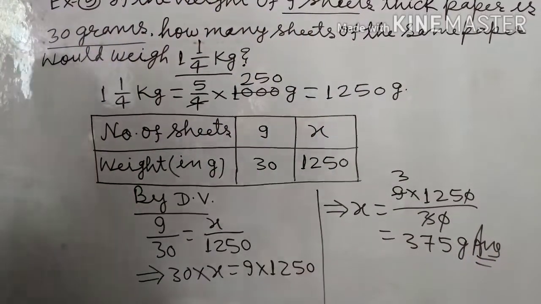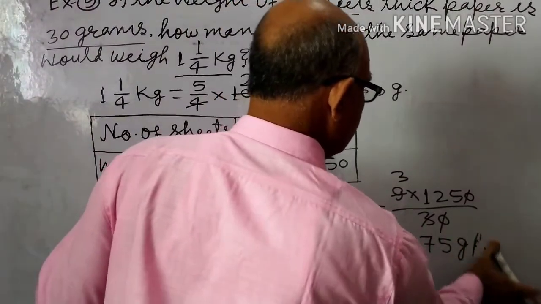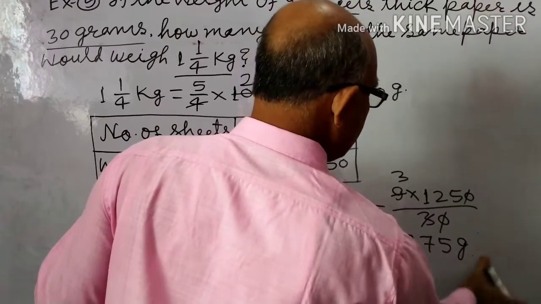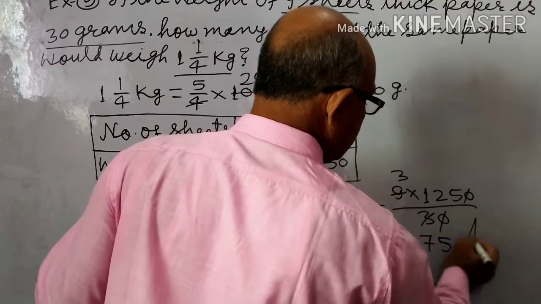Understand and write it. 375 sheets. Answer.